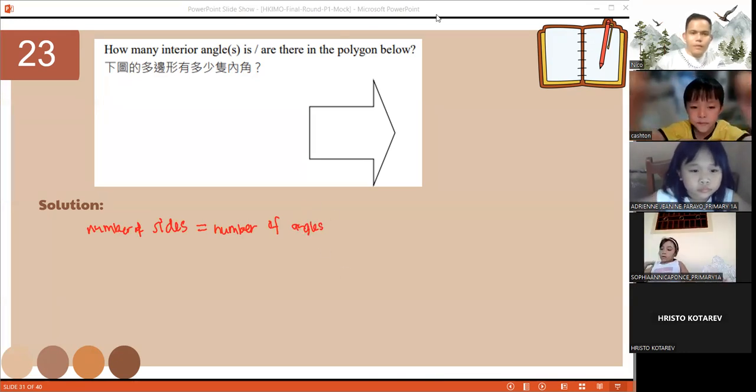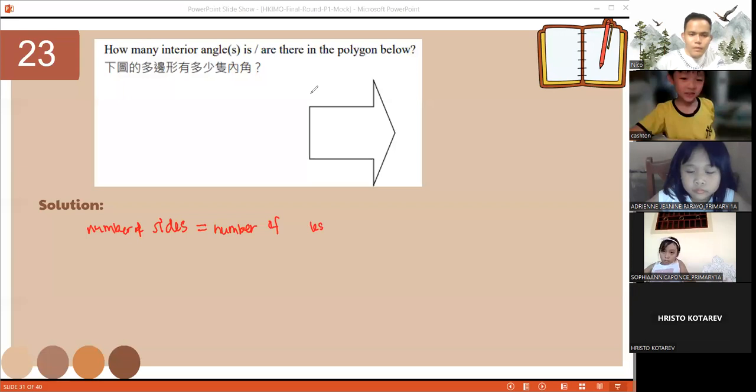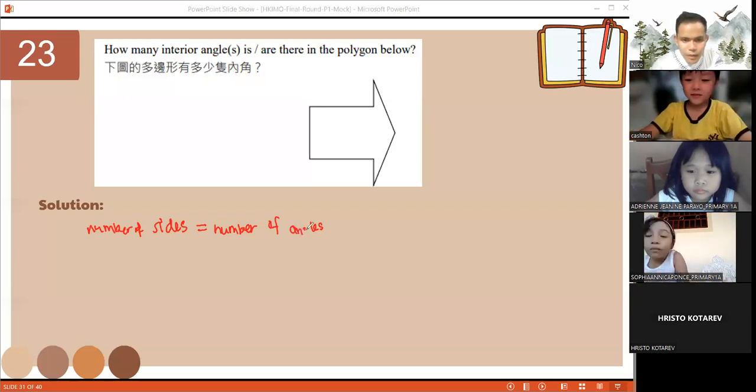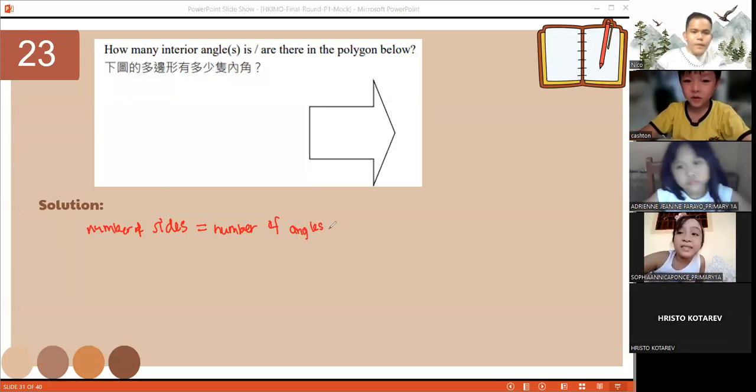Wait. Can you avoid the, okay. Avoid annotating, ha?